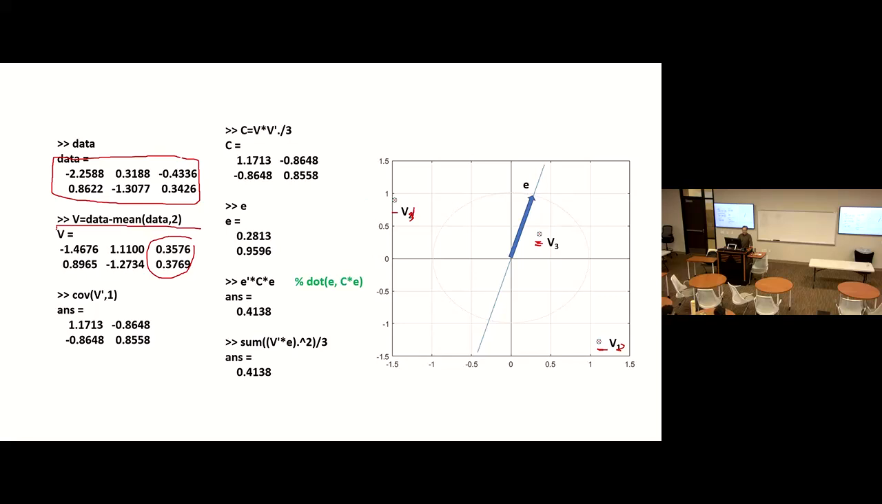So you centralize your data. Basically, you move the origin to the middle of these 3 points. Okay? So you can compute a covariance matrix from the centralized data. You know how to compute the covariance matrix. It's between these 2 variables. So that's 2 by 2.